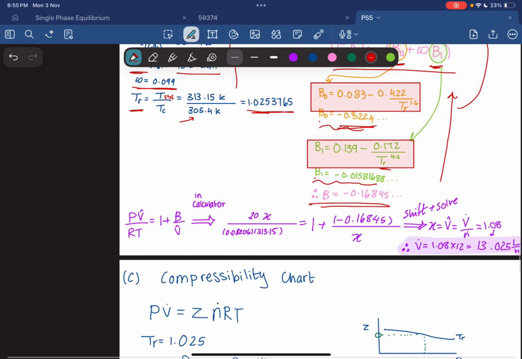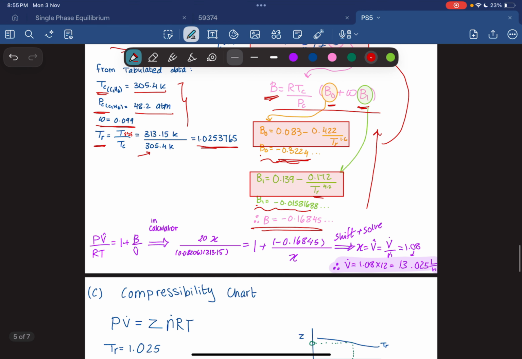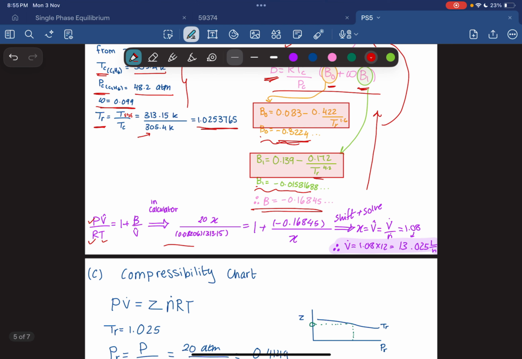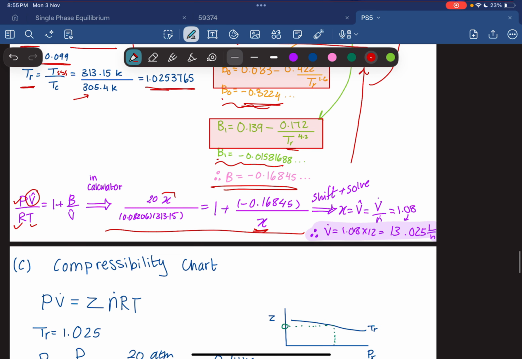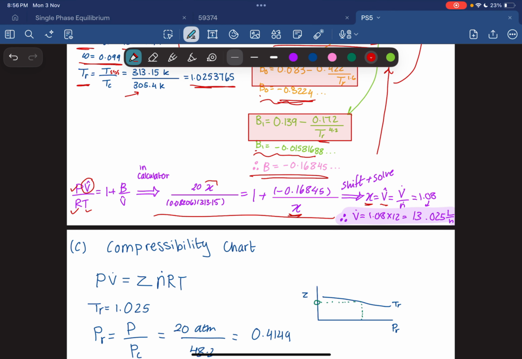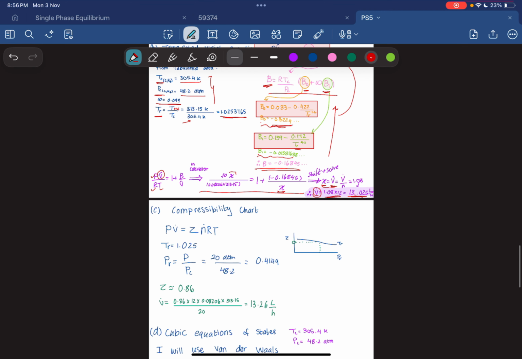virial equation. So when you substitute B back in the virial equation along with the givens which are P and T and R, in the calculator, instead of the molar volume, I just put X as an unknown, and then I pressed shift solve to get X, which is basically the molar volume, which is the volumetric flow rate over the molar flow rate, and then you just multiply the value of the molar volume by the molar flow rate to arrive to the volumetric flow rate, which is 13.025 liters per hour of ethane.